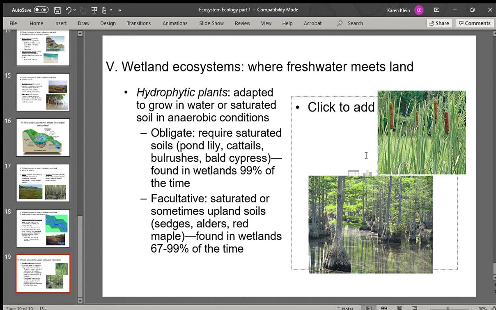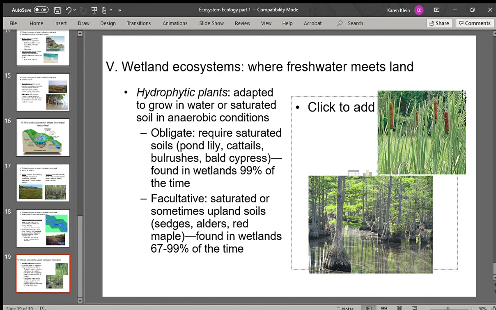So if you have cattails and bulrushes, bald cypress, you say, yes, this is a wetland by default because these plants are present. Now, you do have those plants that just like to have their feet wet. They may or may not be found in wetlands, and that's what we call facultative. Your alders, your red maples. You can have red maples growing outside of a wetland, but they are often located there. It doesn't definitively tell you you have a wetland, but if you see a red maple or a few of them, you might say, I wonder if this is a wetland. Let's look for the obligate ones.